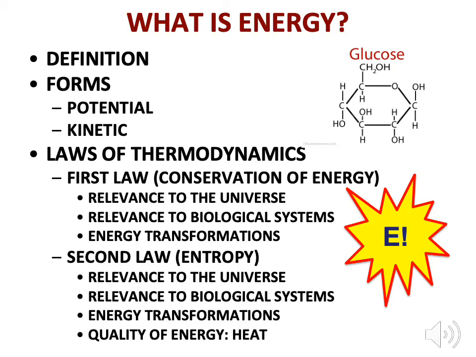Let's take a look at the second law. The second law of thermodynamics is sometimes called the law of entropy, and the word entropy means disorder. This also goes hand in hand with the first law, because the second law understands that when you have an energy transformation, that transformation is never 100% efficient, which means energy will always be degraded into some less usable form. Relevance to the universe?